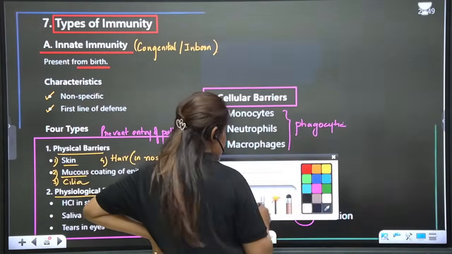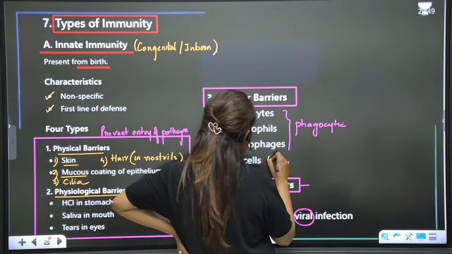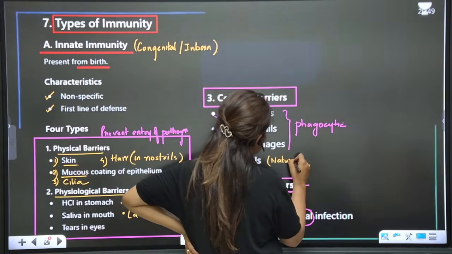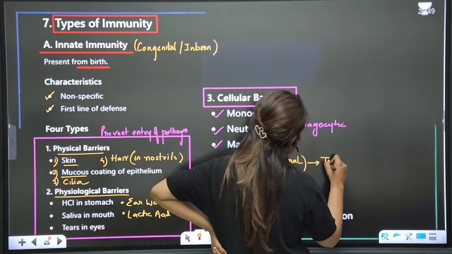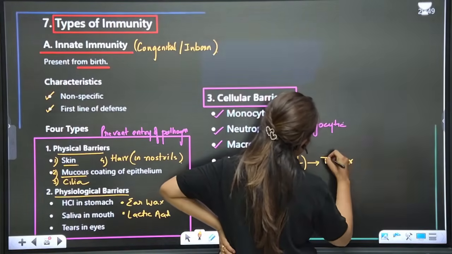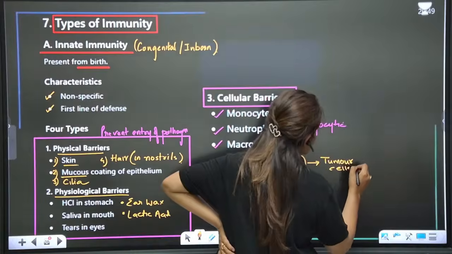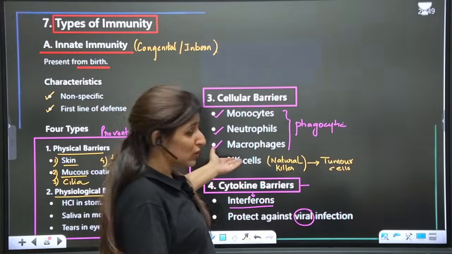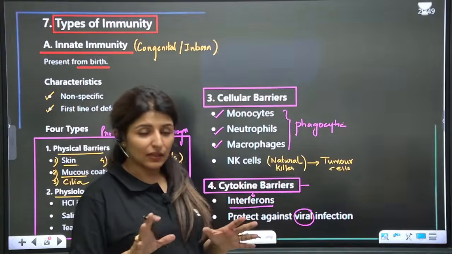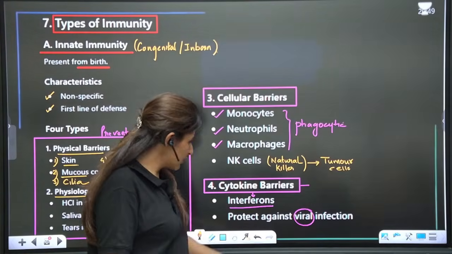As far as NK cells are concerned, these are known as natural killer cells. These work particularly against the tumor cells. So the tumorous growths which keep on happening in the body and we don't even get to know about them, thanks to the NK cells or the natural killer cells. Is that clear? So they will take care of them.